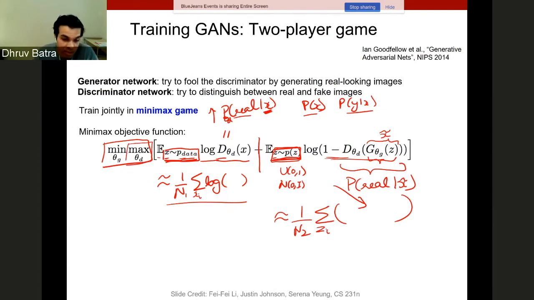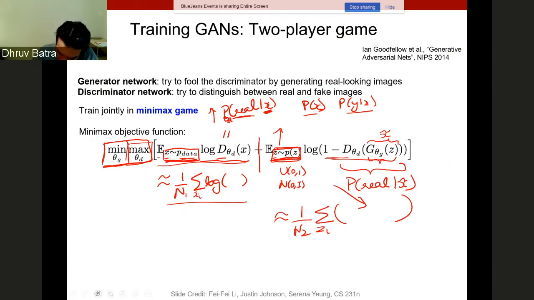As far as the discriminator is concerned, this is just a log likelihood objective. You want the correct classes to be called real, and you want the fake classes to be called fake. So both these terms, as far as the discriminator is concerned, need to go up. However, as far as the generator is concerned, the first term does not involve the generator at all. It's only the second term that the generator is involved in.